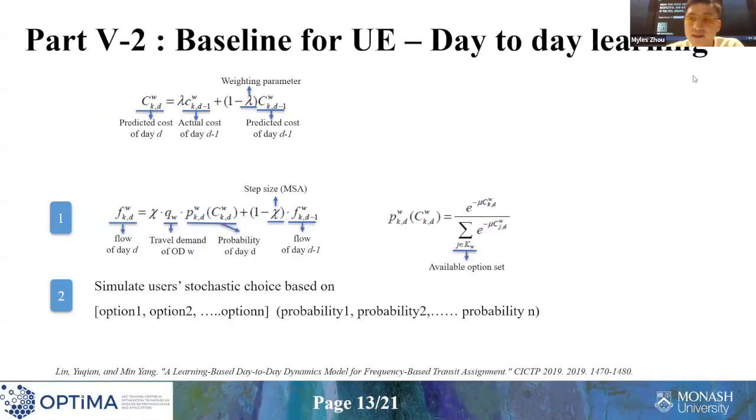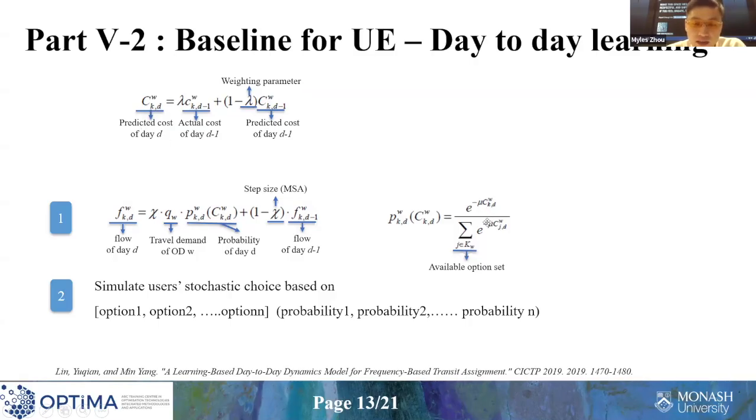The second baseline is the day-to-day learning method. The main idea of the day-to-day learning method is the predicted cost. For example, if you want to predict the cost of your current decision, you need the actual cost of yesterday's data. You need the predicted cost of yesterday's data. Based on these two data, you can get the predicted data of today.